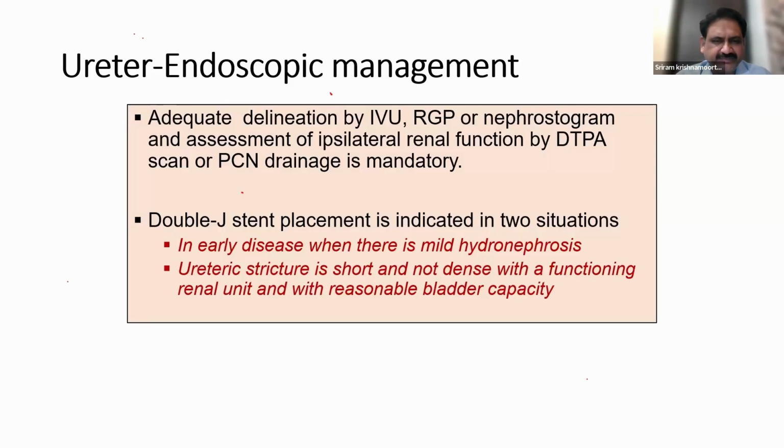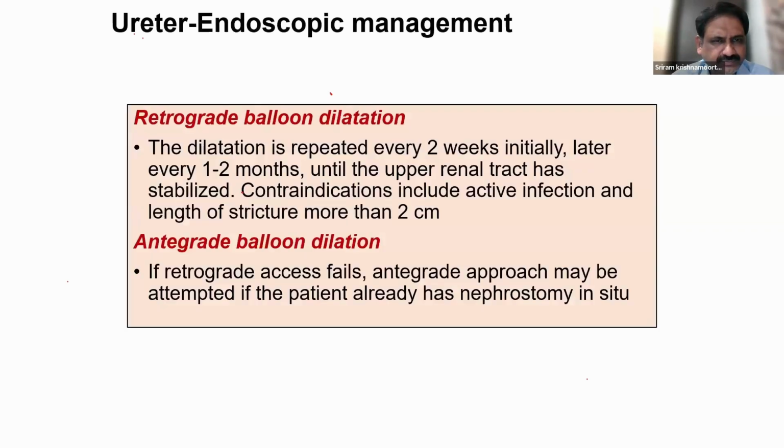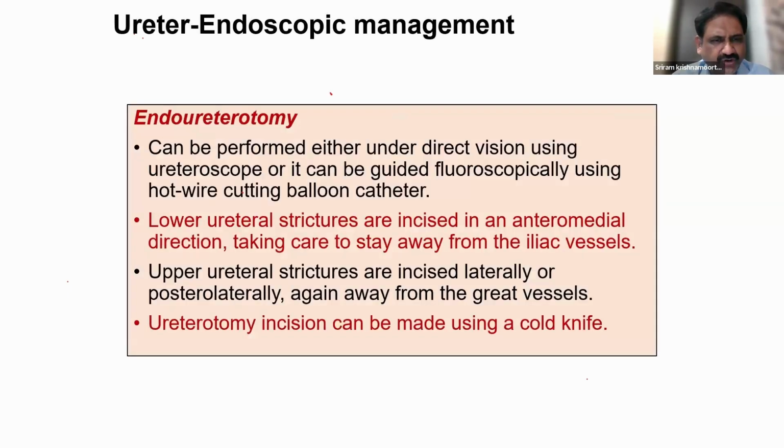Okay, the next slide, please. We talked about retrograde and antegrade approaches. Stricture balloon dilatations can be done for short segment strictures. Then ureterotomy, like how we do a urethrotomy for urethra, in the same way you can do it for the ureter, and you can use laser or a cold knife for that. Like how we have the endopyelotomy for PUJ strictures, the same way you can do it for lower ureteric strictures also, using the cold knife or laser these days.